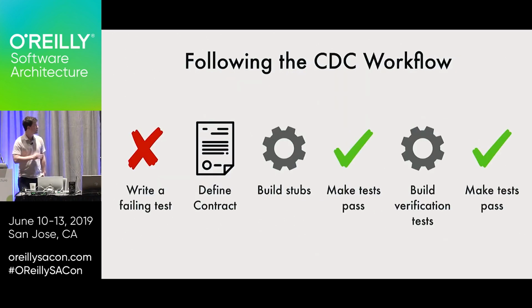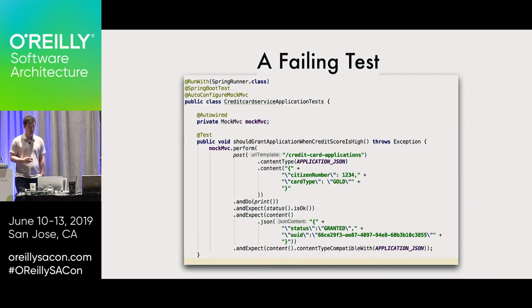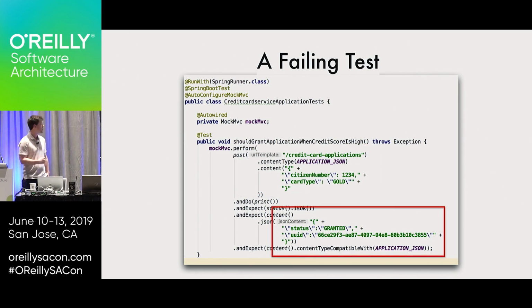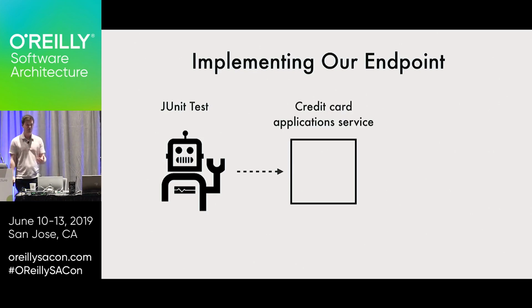So here are the steps. There are 6 of them, and we'll go through them one by one. We start with a failing test. CDC is a test-driven approach to developing microservices. In our example here, if you're not a Java person, it doesn't matter too much. We have a test which makes a request to our credit card application service with some JSON, requesting to apply for a gold card. And we have a test assertion that asserts that the credit card request was granted. So we have our JUnit test that we execute, and then we can start to build our credit card application service in order to make our test pass.